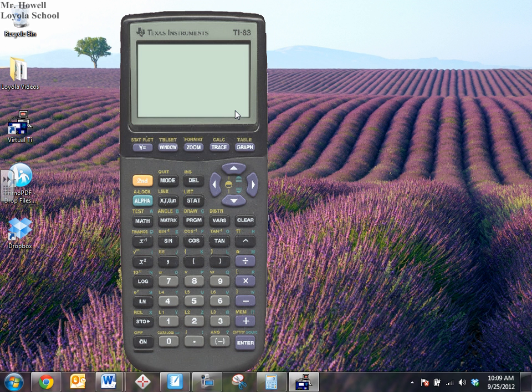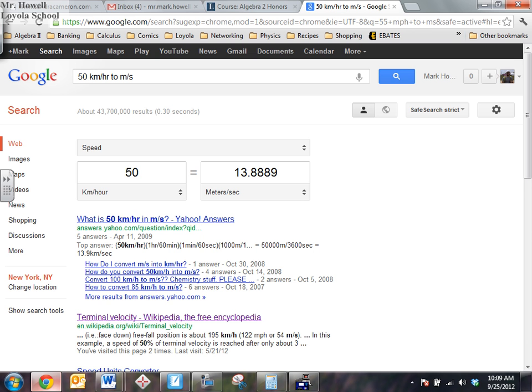Hit number 2. And if you want to convert velocity, you go down to number 6, or just press the number 6. And you want to do, let's say, 50 kilometers per hour. Go over to kilometers per hour, hit enter, and then go to meters per second, hit enter, and it says 1.38 times 10 to the 1. You guys see that E1 at the end? That's scientific notation. So 1.38 times 10 to the 1 is the exact same thing as 13.8.